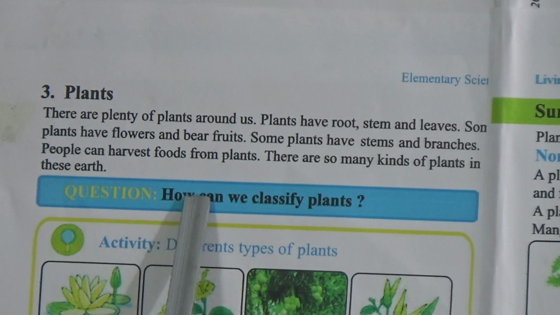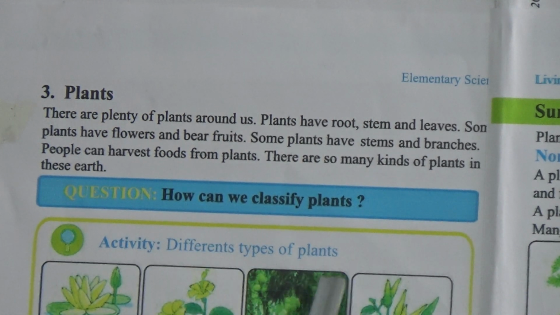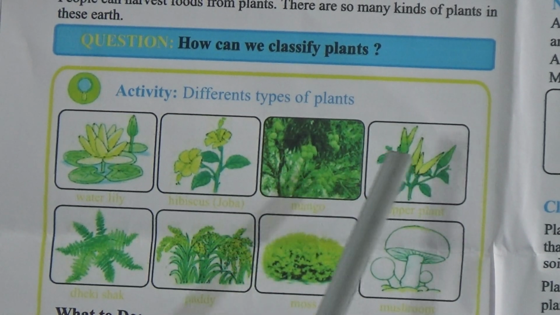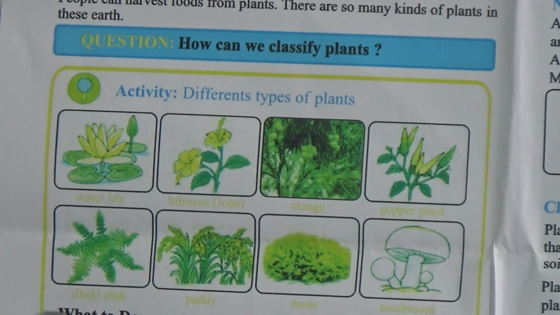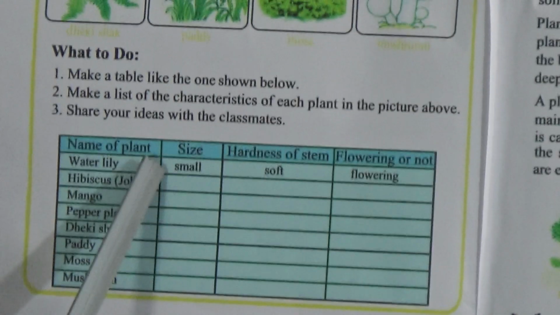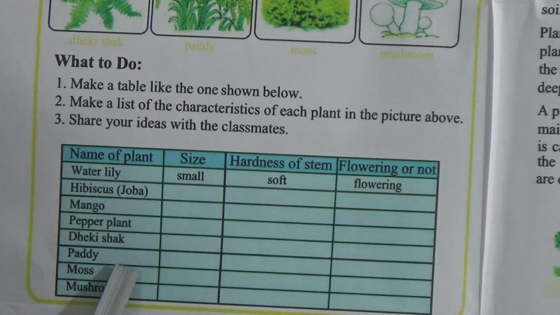The question arises here, how can we classify plants? The activity is different types of plants. Look, this is water lily, hibiscus, mango, pepper plant, that means chili plant. Now this is hogla and this is paddy, moss, mushroom. Then here they give a table that we have to fill up.